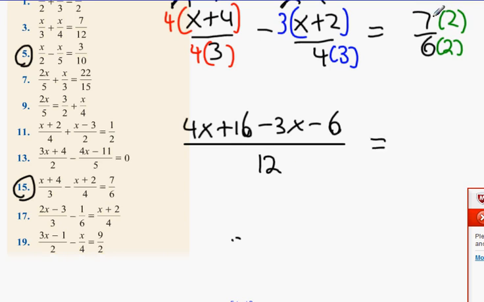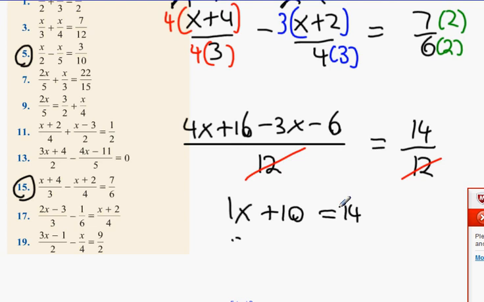And what about the right side? 14 over. Now what can we do with the 12s? And then we're going to get 4x minus 3x, 16 minus 6 plus 10 equals 14. Where does the 10 go? Minus 10, x equals 4.